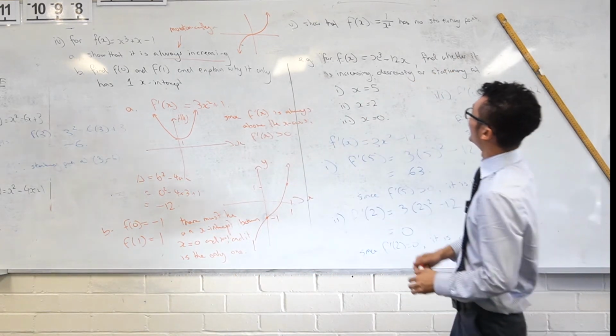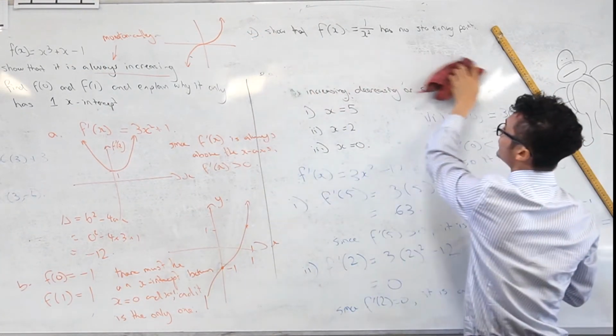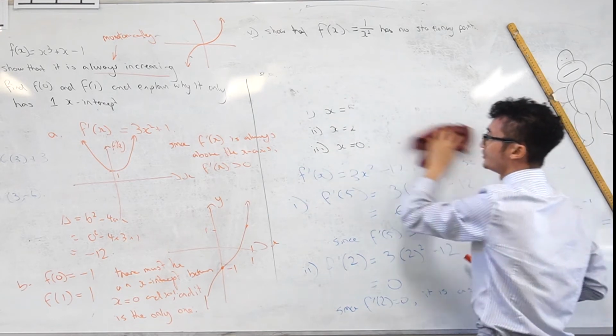Didn't quite get to do this one. I will let you try that one yourselves. Just to finish this guy off, so last question. Show that this curve has no stationary points.